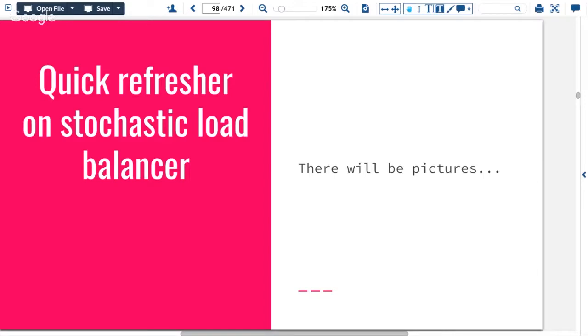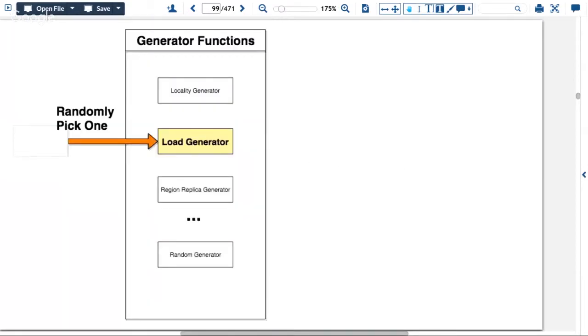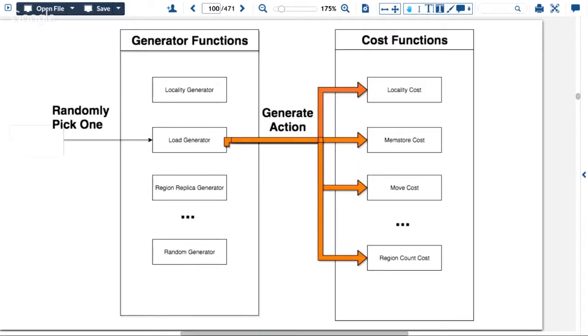But first, a quick refresher on the stochastic load balancer, just for those of you who aren't familiar with it. We have these generator functions, or candidate generators, and the balancer starts by randomly picking one of them. Once it picks one, that generator's responsibility is to generate an action, which is either a region move or a region swap. Let's say the load generator, for instance: all it tries to do is generate region moves or swaps to make sure that region servers host the same number of regions. That action then goes into a number of cost functions.